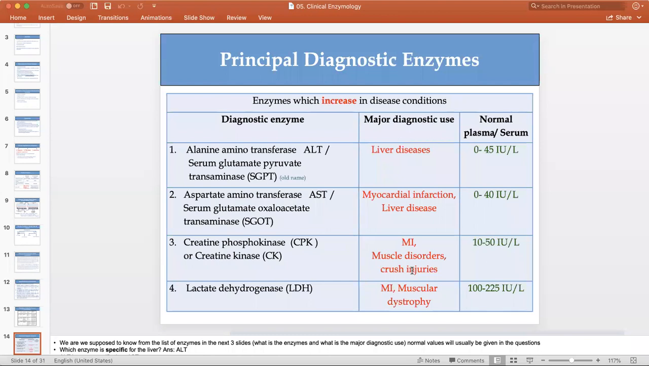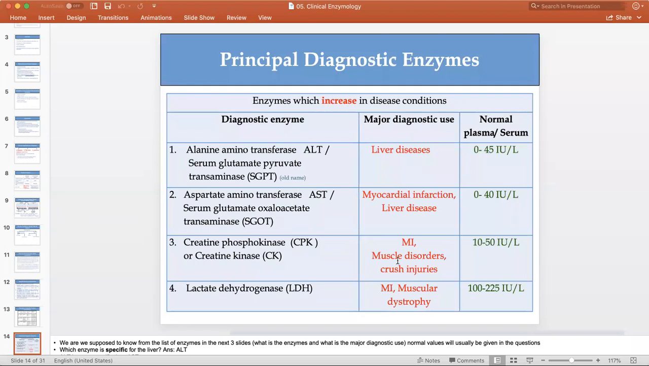There are certain isoforms of creatine kinase which are present in the heart. That's why if there is a rise in CKMB, which is present in the heart, we use it for diagnosing heart problems like MI, specifically myocardial infarction.